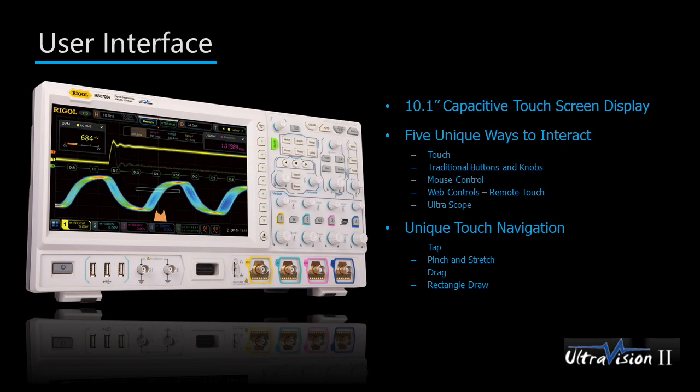The DS7000 series digital oscilloscope comes with 5 different ways to interact with the instrument. These include a 10.1-inch capacitive touchscreen display, via computer mouse, traditional soft keys and knobs, via remote web control, and through UltraScope. This allows the engineer to interact with the instrument however and wherever he would like to.